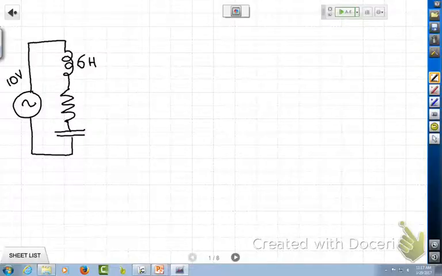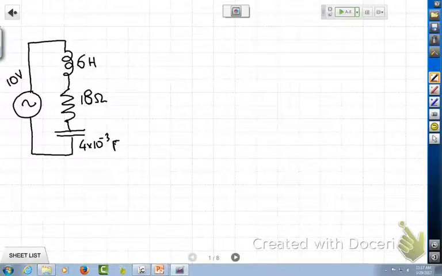So I'm going to say that this is 4 times 10 to the minus 3 farads. I'm going to say that this is 10, no, can't have 10, can I? 18 ohms. Now, I'm making those numbers up, and maybe I pick wisely, and maybe I pick not so wisely. I'm going to figure that out.